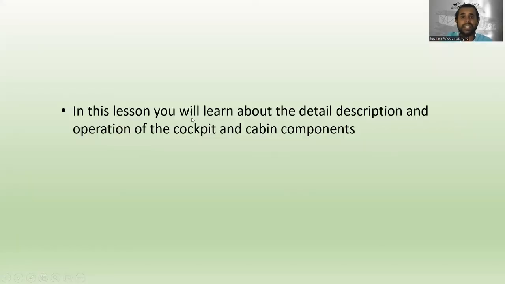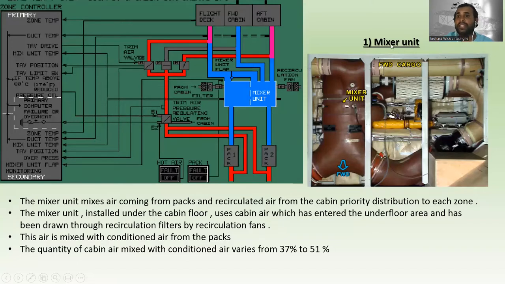In this lesson, you will learn about the detailed description and the operation of the cockpit and cabin components. Let's go to the first one, the mixer unit. Here is the mixer unit. You can see the zone controller, primary and secondary. This is the live view, so you can see the mixer unit over there. This is the forward cargo in A320. The mixer unit is in the forward cargo.